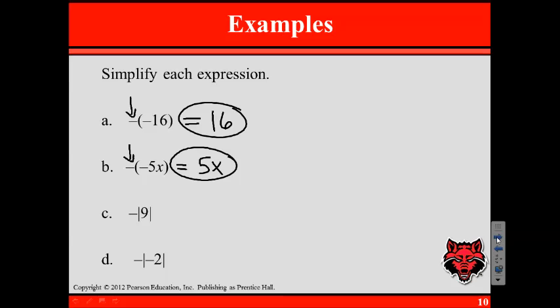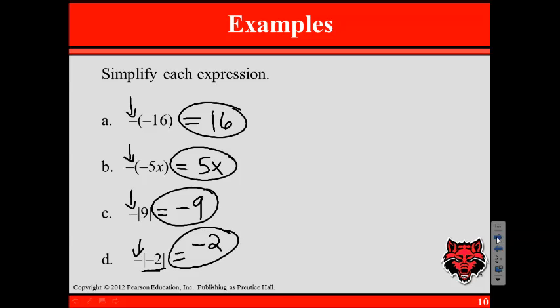Part C, and remember here we have absolute values, so we should be very careful when dealing with the opposites. We want the opposite of the absolute value of 9. This is the same as the opposite of positive 9 or negative 9. And part D, we want the opposite of the absolute value of negative 2. The absolute value of negative 2 is positive 2. The opposite of positive 2 will be negative 2. So make sure you always evaluate the absolute values first and then assign the opposite value.